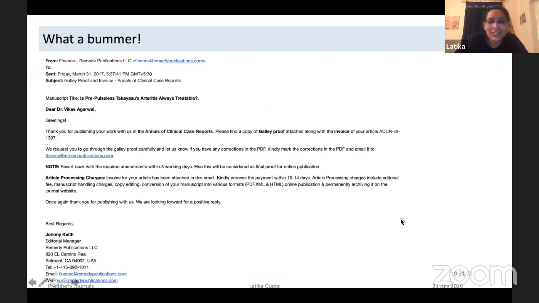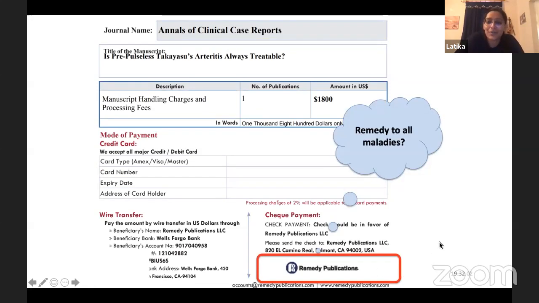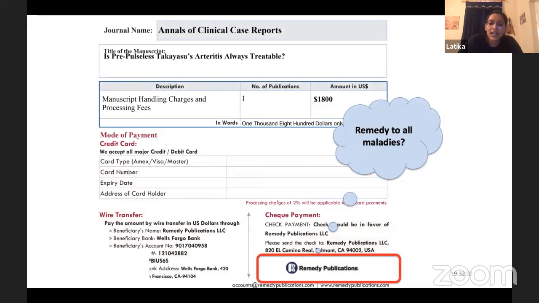But the real surprise came when they said that your manuscript is accepted for publication and we need to shell out 1,800 US dollars. This was the receipt we got, from Remedy Publications, which made us wonder if it's a remedy to all maladies. Despite our refusal and repeated requests to withdraw this article, as a predatory journal typically does, this article was online within 1 week. And probably our emails were sold as well.